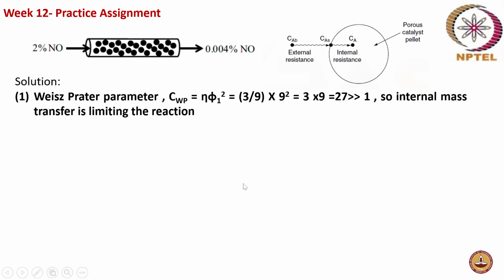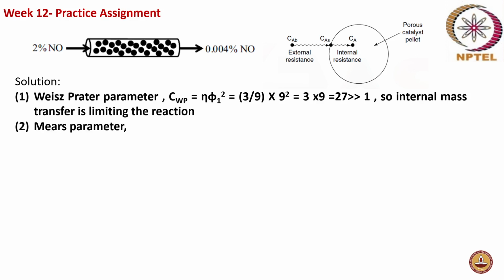So 3 into 9, that is 27. So this value of 27 is very much greater than 1. That means if the Weiss-Prater parameter is very much greater than 1, then it is definitely an internal mass transfer limiting reaction. So even though the catalyst particle size has reduced by half, it is still an internal mass transfer limiting reaction.